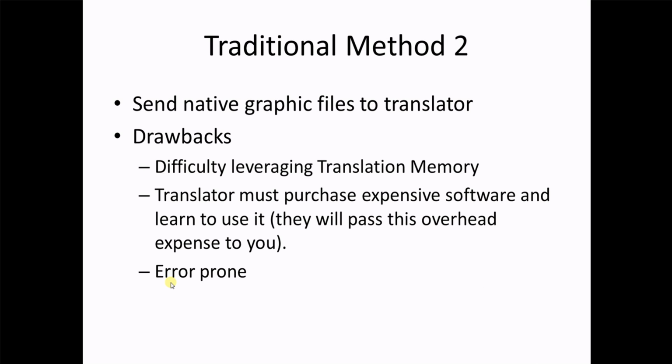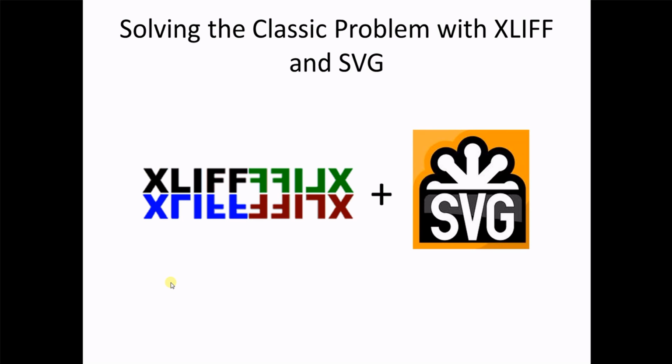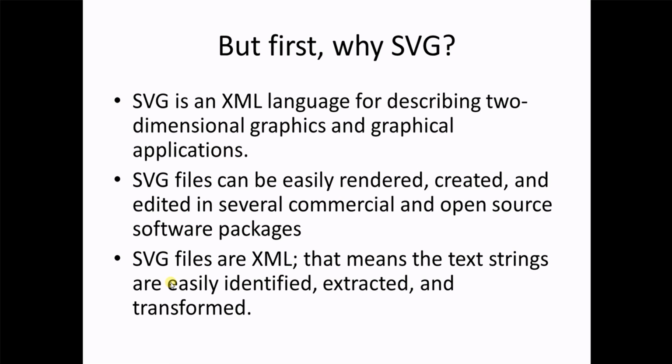Traditional method number two, send the graphic file to the translator in its native format. The drawbacks, we've talked about these before. It's difficult to leverage translation memory. The translator must purchase expensive software and learn how to use it, and they will pass this overhead expense to you, and it's error prone. So the solution is to use XLIFF and SVG. So why SVG?